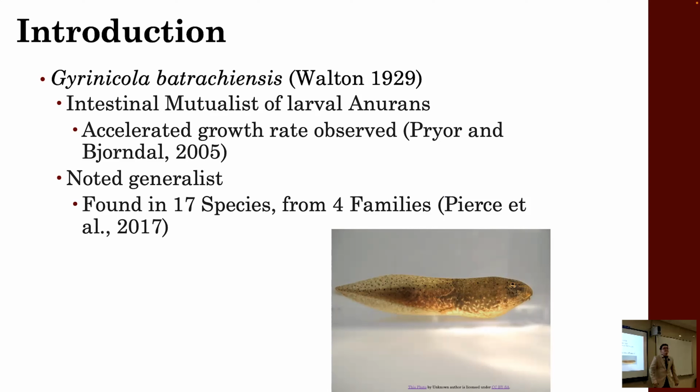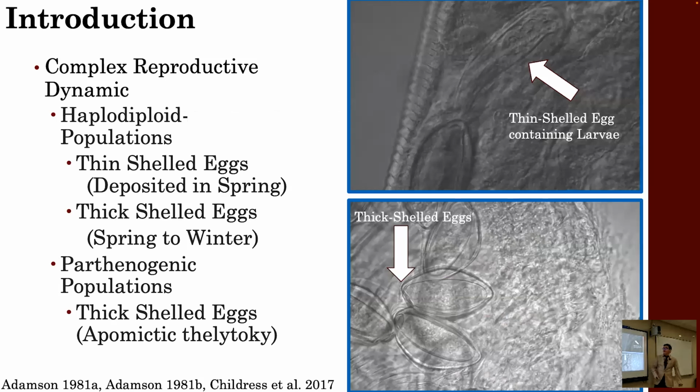The worm itself is a noted generalist, as I said before, having been described from 17 species of anurans throughout 4 major families of anura here in the United States. The worm itself has a really interesting reproductive mode, which has some implications for how these populations are diverging. There are going to be 2 sort of populations set up. In the first set of populations, there are going to be haplodiploid individuals. The females will be diploid and the males will be haploid.